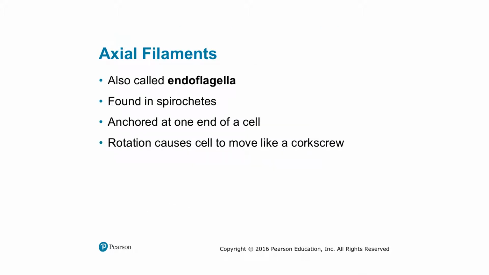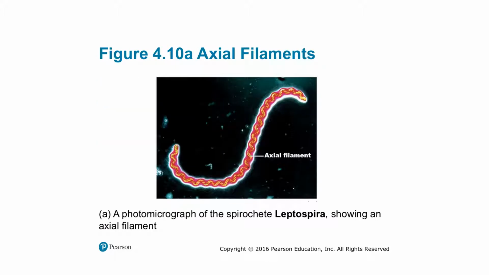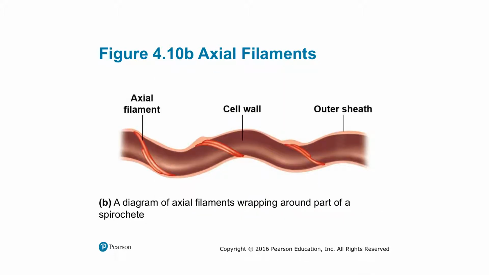Axial filaments are also called endoflagella. These are found in spirochetes, and they're anchored at one end of the cell. This rotation causes it to move like a corkscrew. Here you can see the axial filament in a photomicrograph of the spirochete Leptospira, and it helps it move like a corkscrew. Here you can see a cartoon diagram of this and how it's wrapped around there.